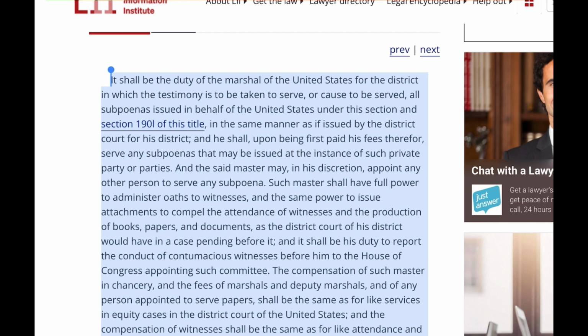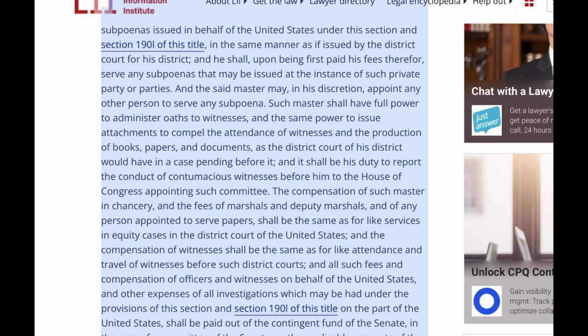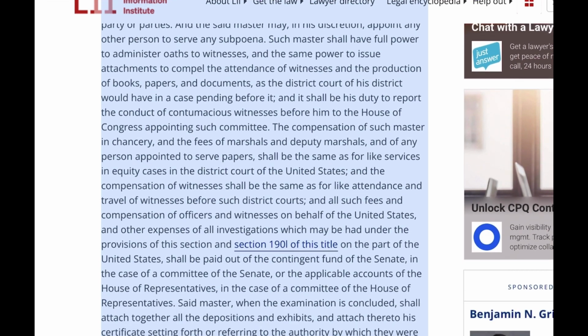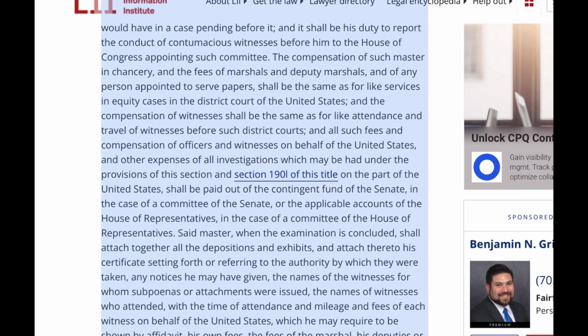same as for like attendance and travel of witnesses before such district courts, and all such fees and compensation of officers and witnesses on behalf of the United States, and other expenses of all investigations which may be had under the provisions of this section and Section 190 letters of this title on the part of the United States, shall be paid out of the contingent fund of the Senate, in the case of a committee of the Senate, or the applicable accounts of the House of Representatives, in the case of a committee of the House of Representatives.